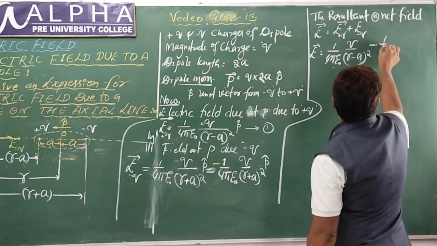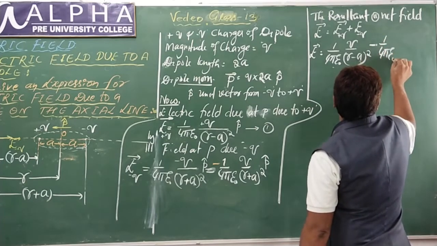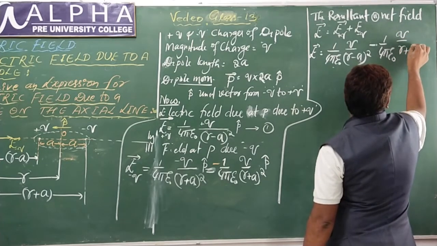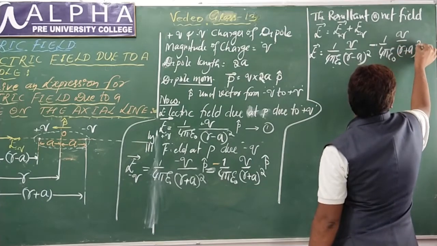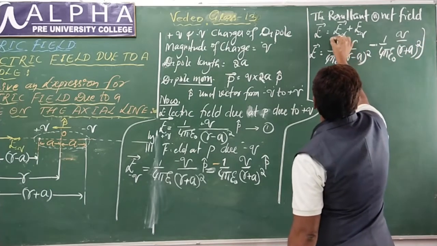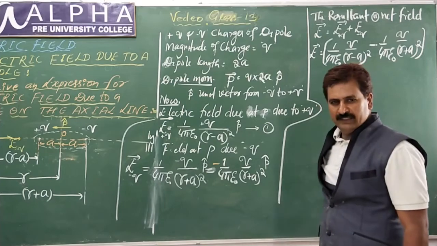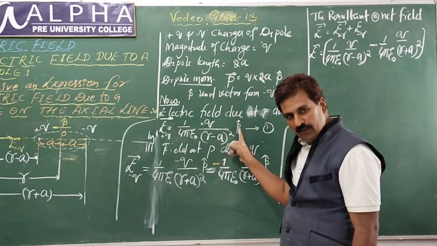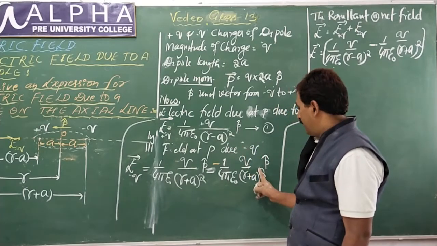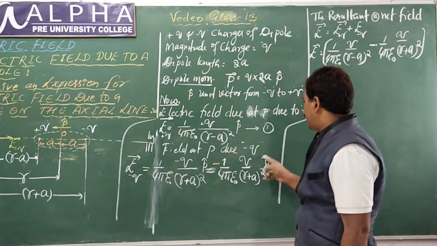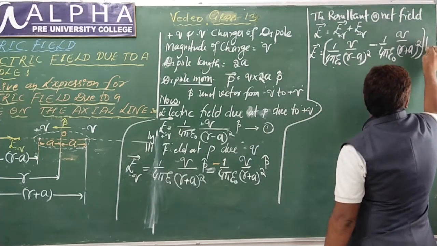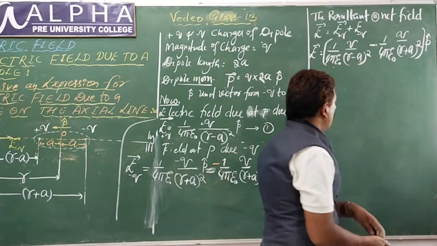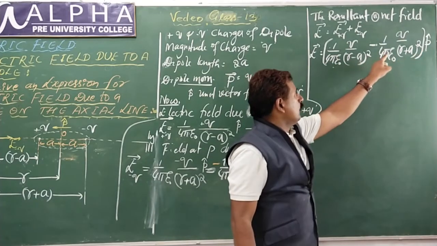Minus 1 over 4 pi epsilon naught Q divided by R plus A whole square. Right? You are missing something here. Observe. After this, what do you have here? Unit vector P. In both the expressions you have unit vector P. That's why you write unit vector here. That's it. You have written the value expression along with direction.